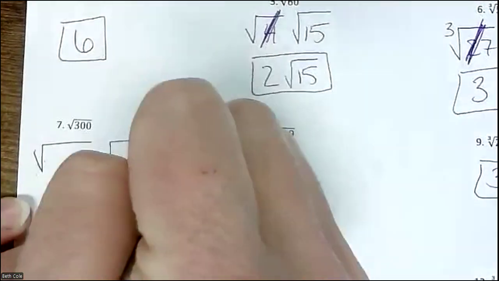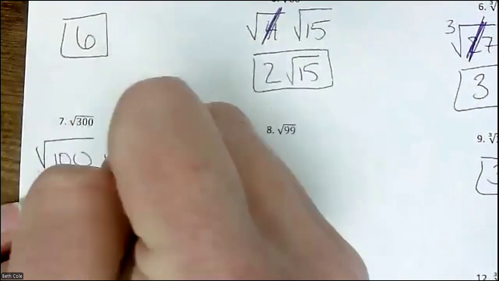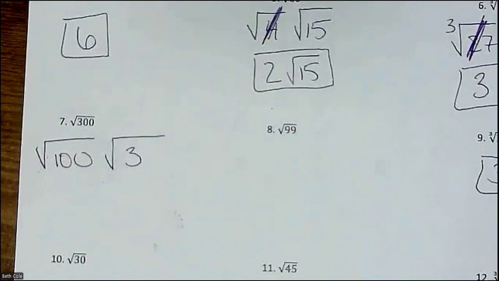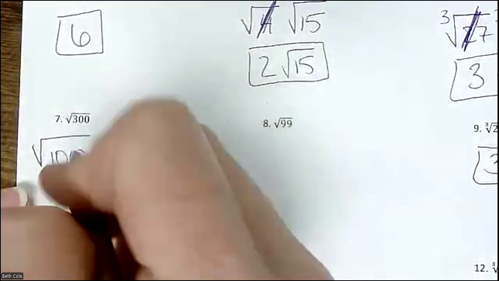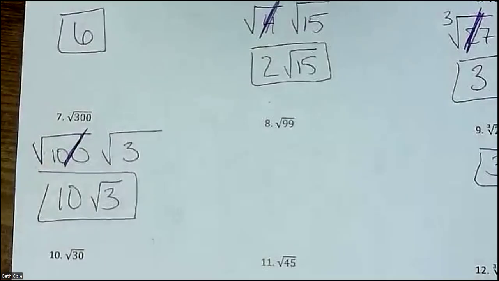All right, draw your 2 little houses. You need a number from that squares list that goes into 300. Oh, it is 100. Good job. 100 times 3. If you can figure it out without the calculator, that's great. And your square root of 100 is 10. So 10 square root of 3.